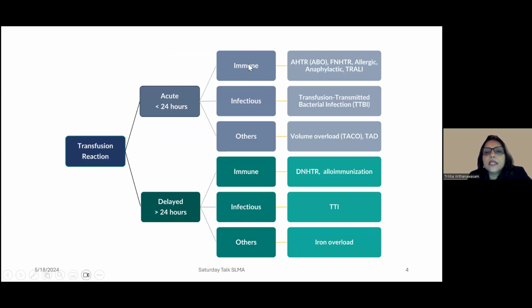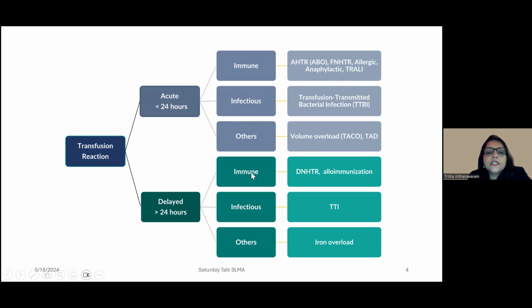Immunological problems, that means the antigen-antibody mediated reactions. Examples are acute hemolytic transfusion reactions, typically ABO incompatible transfusion reaction, febrile non-hemolytic, allergic, anaphylactic, and transfusion-related acute lung injury. Infectious causes can also cause acute transfusion reactions, for example transfusion-transmitted bacterial infections. Acute transfusion reactions can also be due to other causes like volume overloading, which we call transfusion-associated circulatory overload, or transfusion-associated dyspnea.